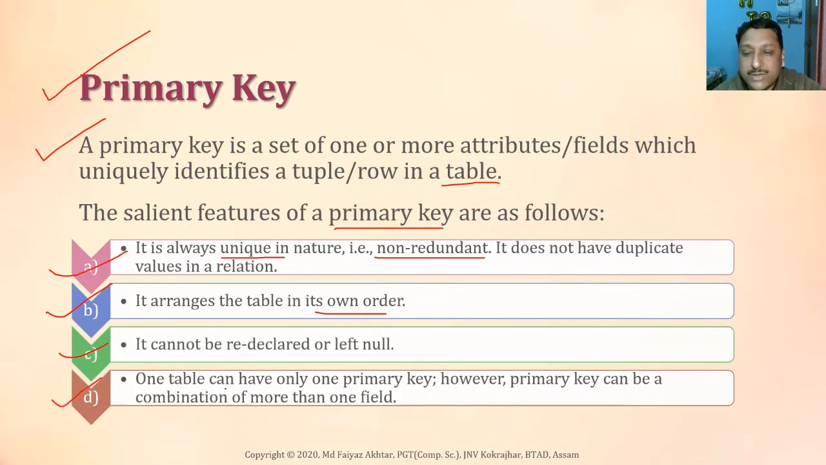Next, a table can have only one primary key. However, a primary key can be a combination of more than one field. Each and every table or relation can contain only one primary key. However, a primary key may be a combination of one or more fields, one or more attributes. It is possible, but only one primary key is to be declared there.